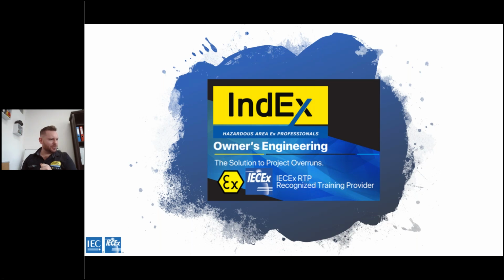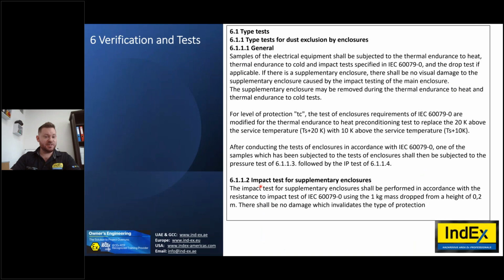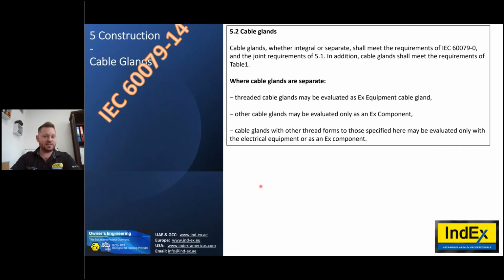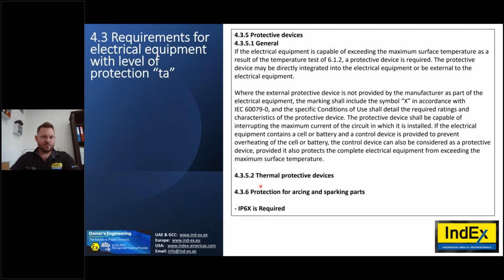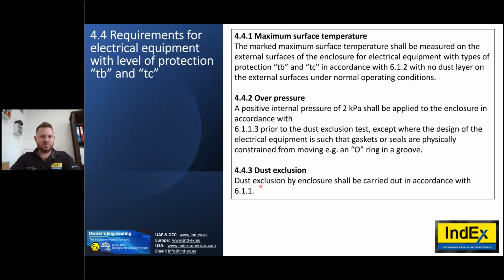In EXTB, protection with EPL's DB, is one fault needed to be considered? So when we consider TB, it's not faults. You may be thinking of intrinsically safe, where there's the need to consider a maximum of 2 faults for IA, 1 fault for IB, and 0 faults for IC. So when we consider the construction requirements of TB, there's a maximum surface temperature under normal operating conditions, an overpressure test, and dust exclusion test via IP rating.